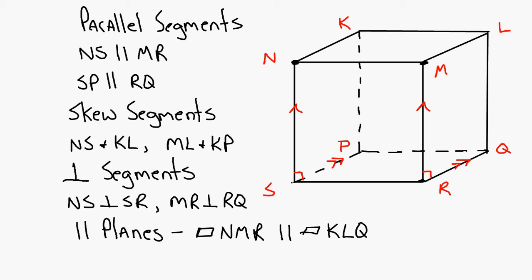All right, top of page 147. 5 more definitions. Now we're talking about angle pairs and transversals. So a transversal intersects 2 coplanar lines.